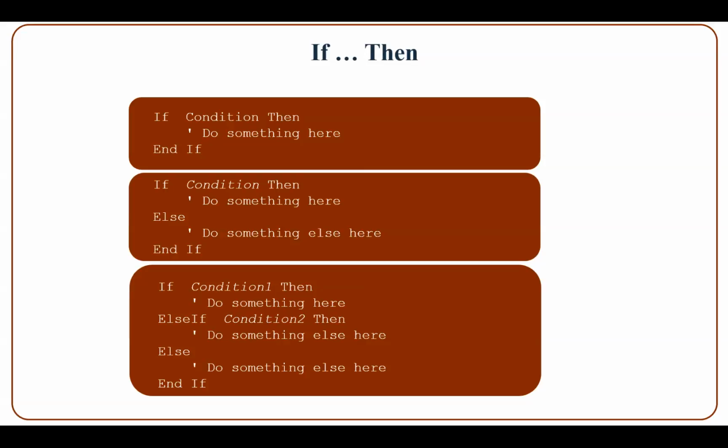The second variation checks for the condition. If the condition is true, then do something. Otherwise, do something else. The last variation checks for multiple conditions. As you can see here, there are multiple if and else if, and at the end there's an else branch. So anything that didn't go into any if or else if branches will be here.